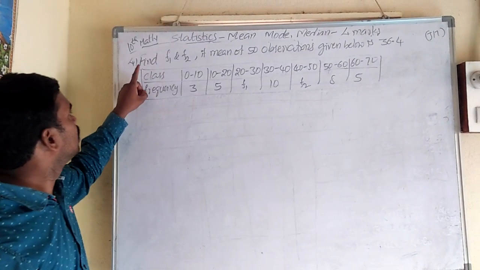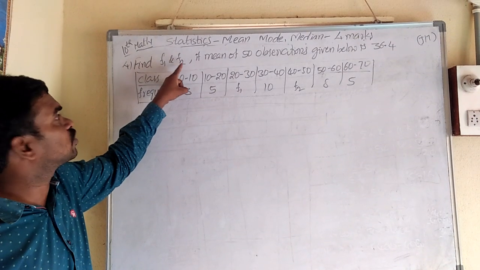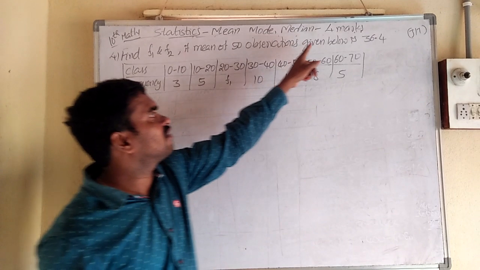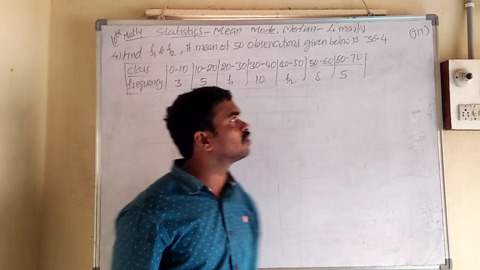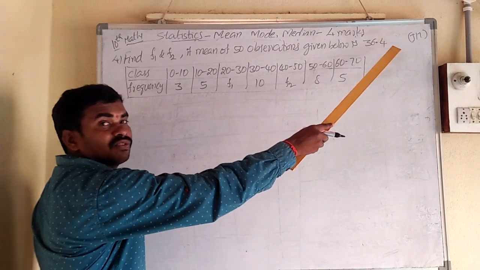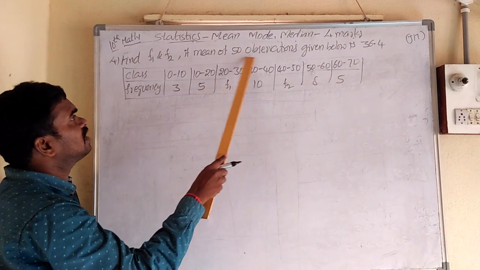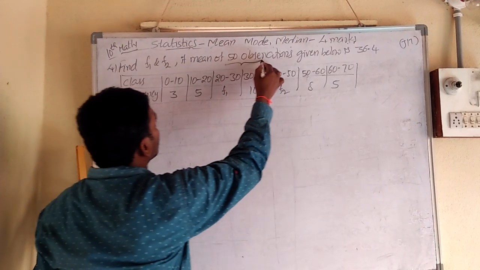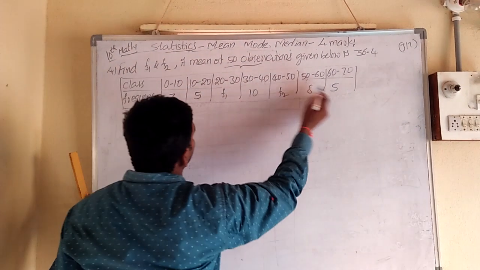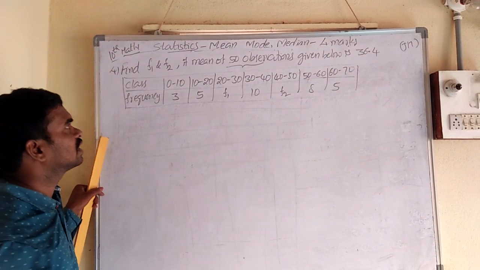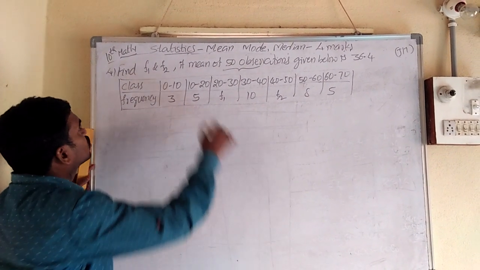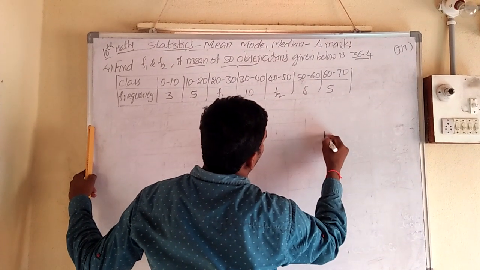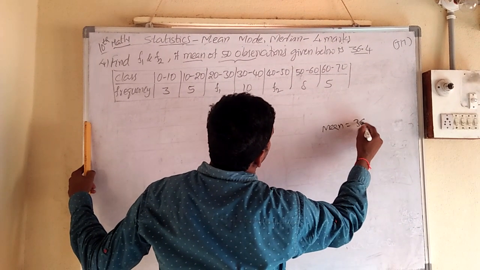So fourth question. Find the missing frequencies f1 and f2 if the mean of 50 observations given below is 36.4. So here the mean is 36.4. How many observations are there? 50 observations are there. Okay, now 50 observations means what? The sum of all frequencies is nothing but 50. Okay, in that way we can understand. So the mean is 36.4.